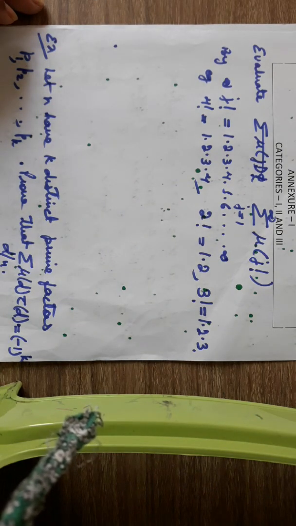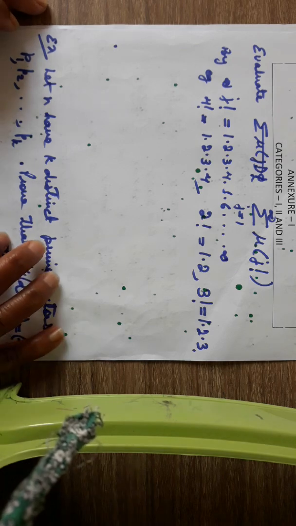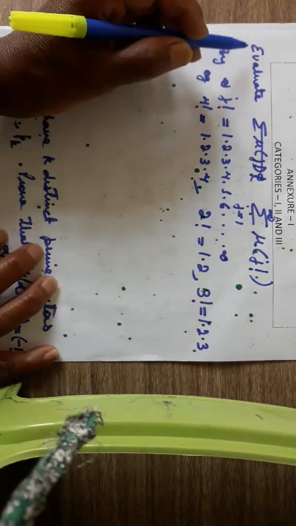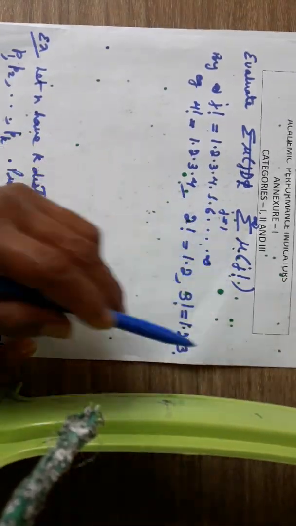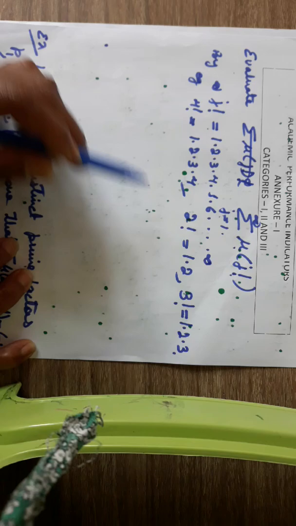Now let us see the problems on Moebius function. Some of the problems I'm going to discuss here. So first of all, let us see this problem. Evaluate summation mu of j factorial, where j varies from 1 to infinity.